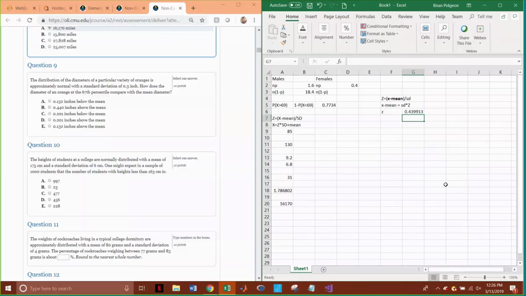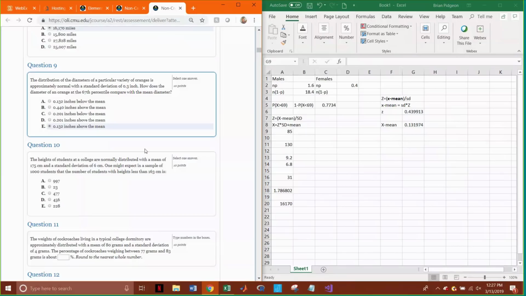So the z-score is 0.4399. So we can calculate that the difference between the x value and the mean is the z-score times the standard deviation, 0.03. And we get that the difference between the x value and the mean is 0.132. Now because this is positive, that means the x value is larger. So it is 0.132 inches above the mean.